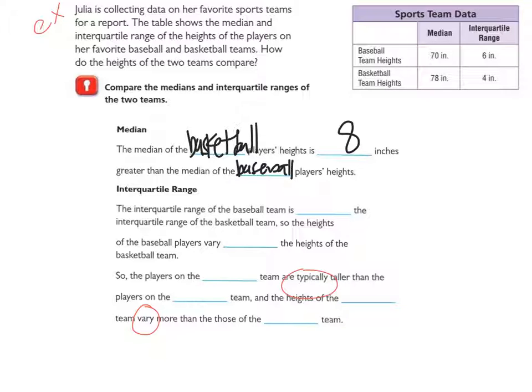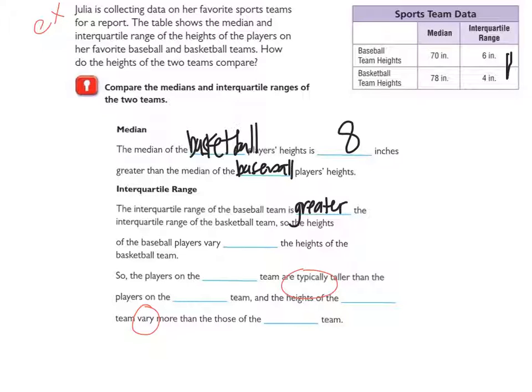Okay? The interquartile range of the baseball team is blank the interquartile range of the basketball team. Is it greater than or less than? Is the baseball team greater or less? Looking here, looks like the baseball team is greater. And so this is how I would personally do this. I just would slowly read through the problem and decide what it's asking. The interquartile range of the basketball team.